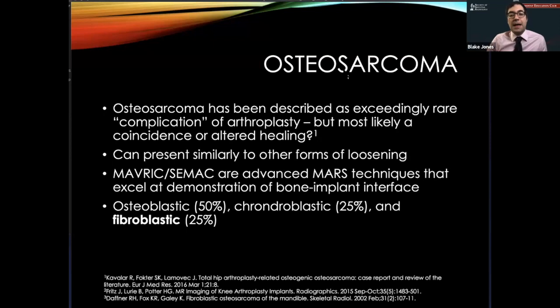Just briefly, I wanted to mention Maverick and CMAC. Maverick is what we have at my institution. It's the GE version. CMAC is the Siemens version of an advanced metal artifact reduction technique. Again, the physics is beyond the level of this and probably beyond me as well, but suffice it to say that they both excel at demonstrating the bone implant interface, which, as you know, from even what we call, quote unquote, Mars, doesn't always show you that well due to the artifact around the implant. So these really help you with getting as close as you can get on MR to looking at the bone implant interface.